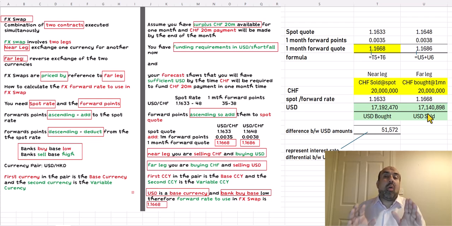You can see how easy it is to use FX swap to convert surplus cash in one currency into the currency in which we need funding. I hope you will find it easy to now use FX swap in your studies or in your jobs.